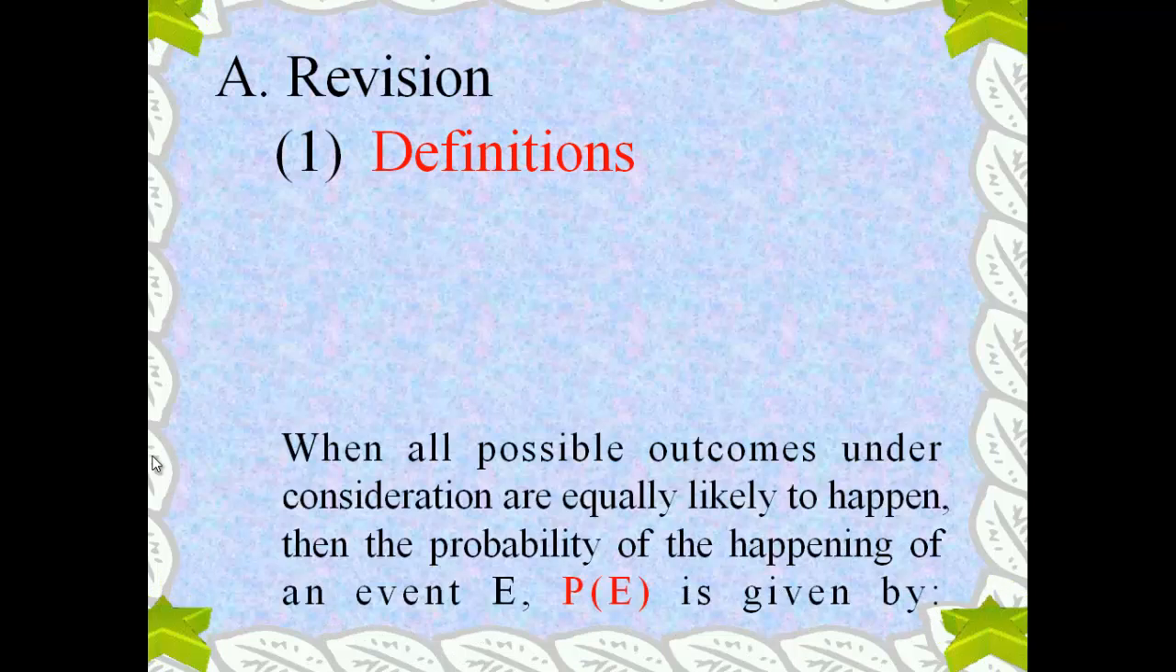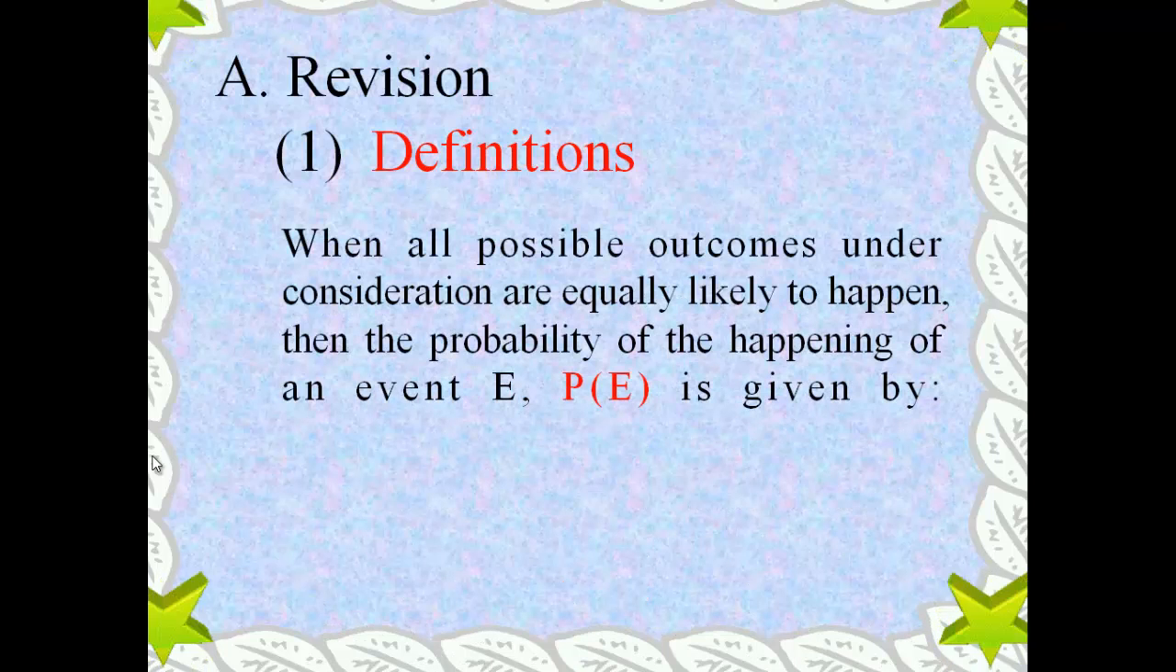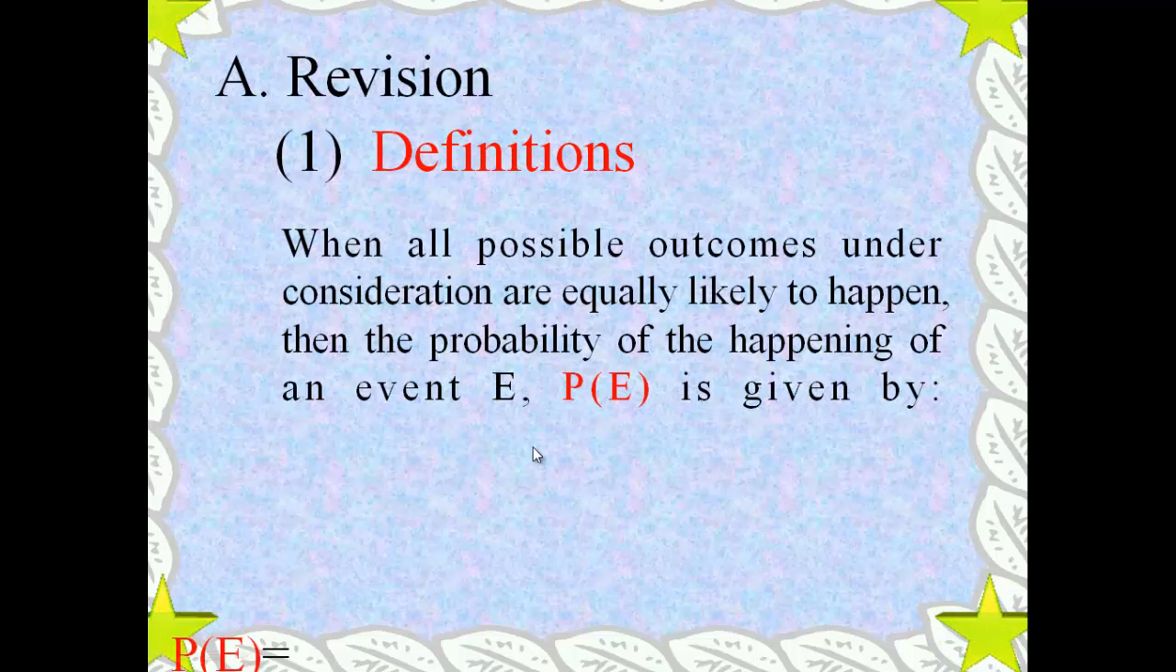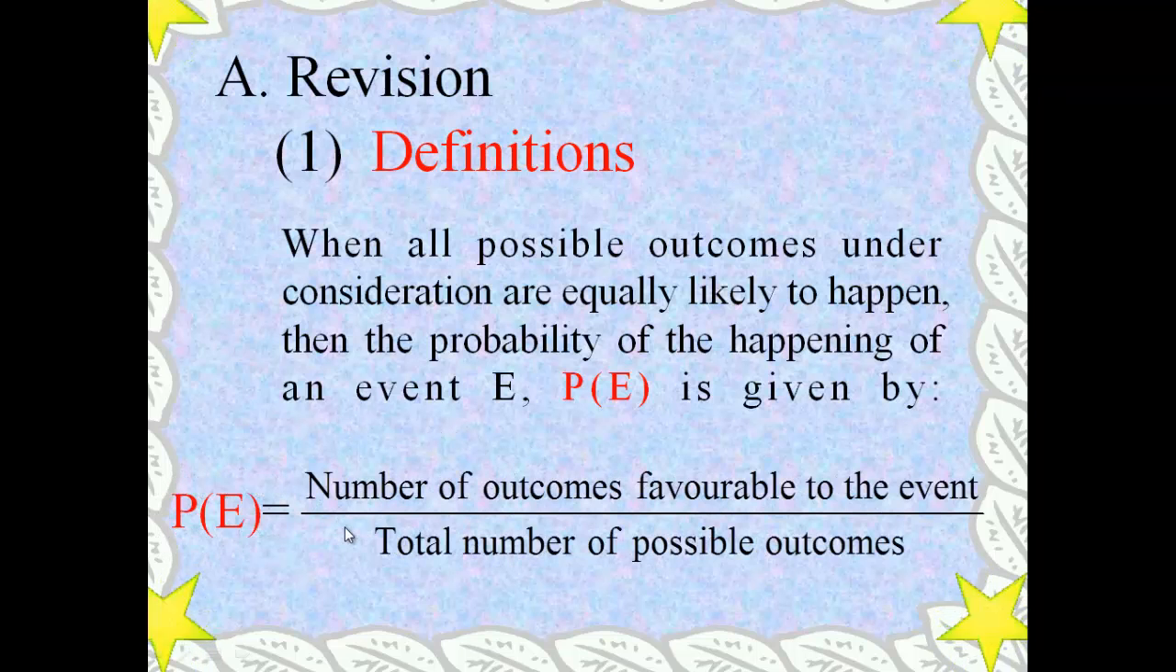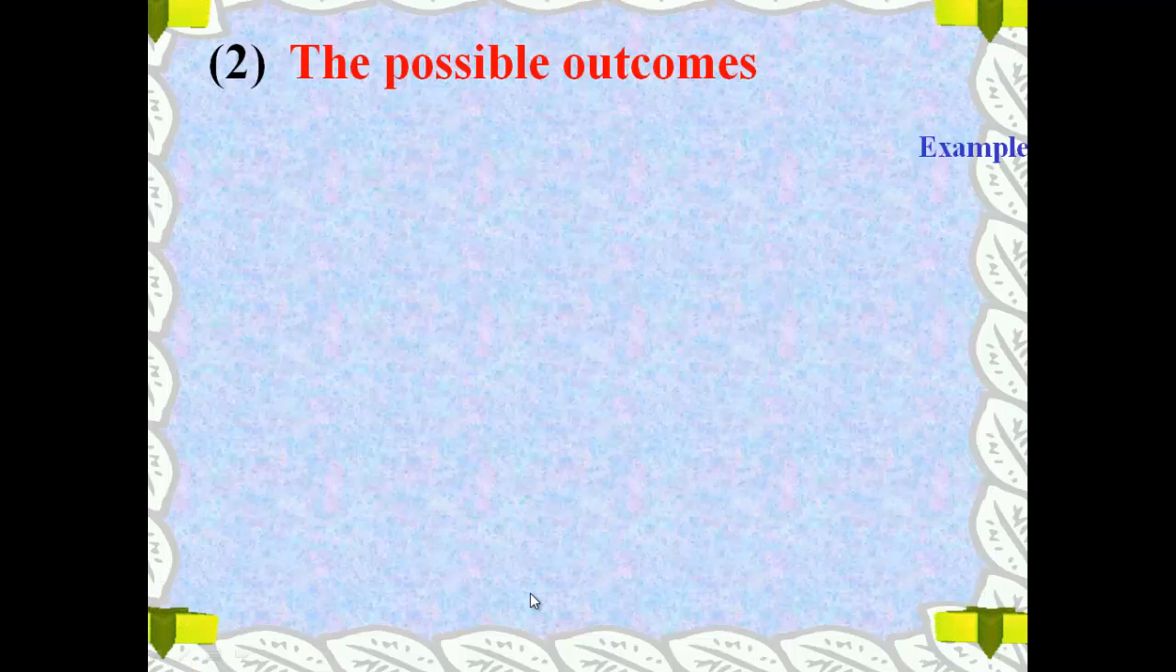Okay, some definitions to start with. Where we've got the probability of an event, then that's the number of outcomes favourable to the event over the total number of possible outcomes. If you're not sure what that means, some examples might help.